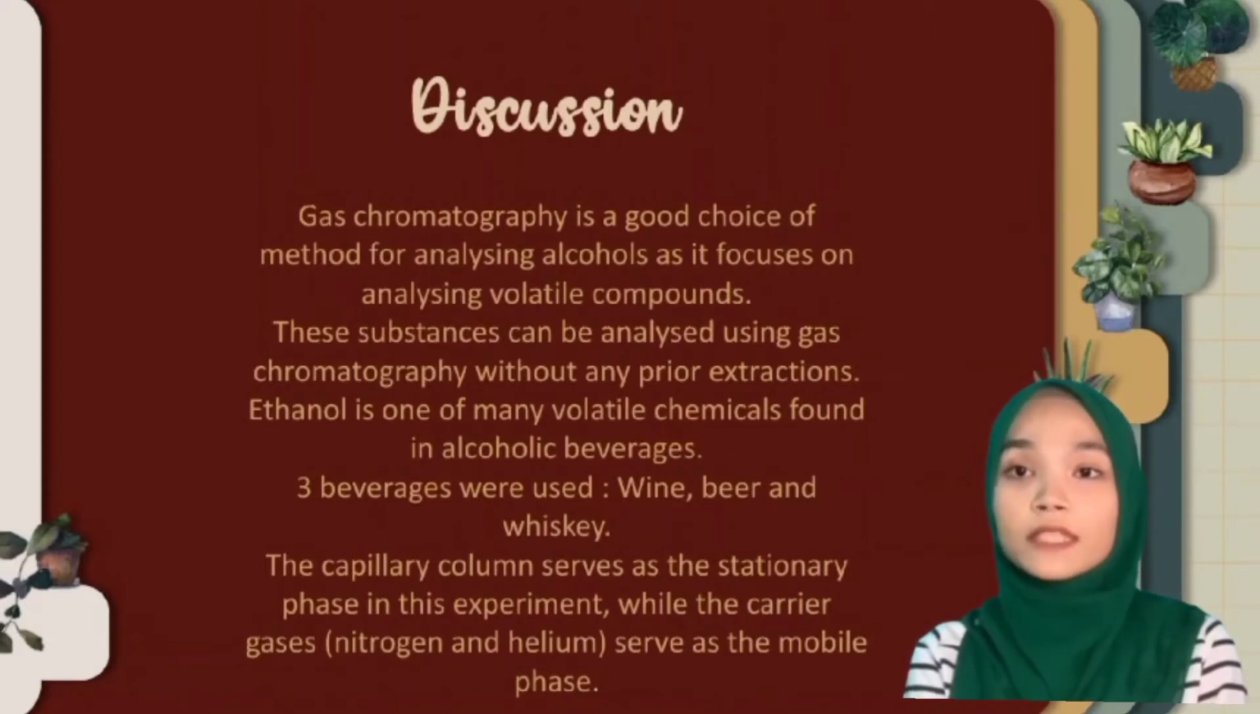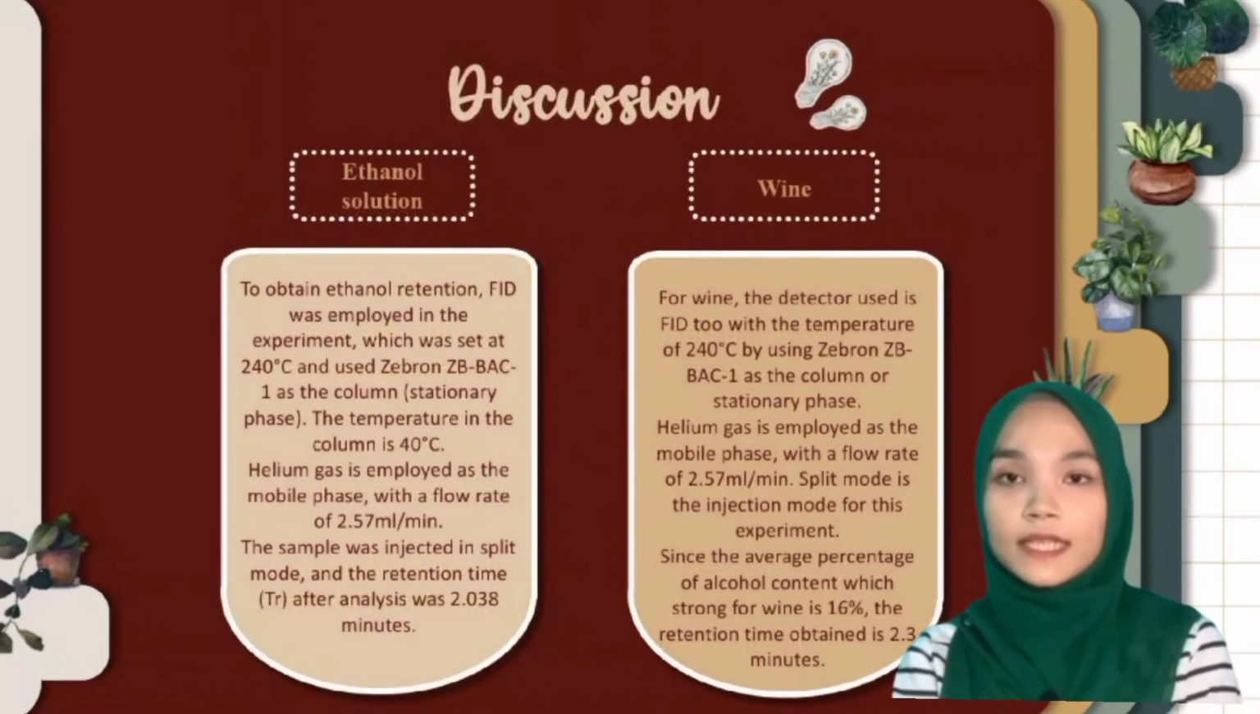The capillary column serves as the stationary phase in this experiment, while the carrier gases nitrogen and helium serve as the mobile phase. Helium provides good efficiency and analysis time, but nitrogen is the best in providing good efficiency in gas chromatography. First, the ethanol solution.